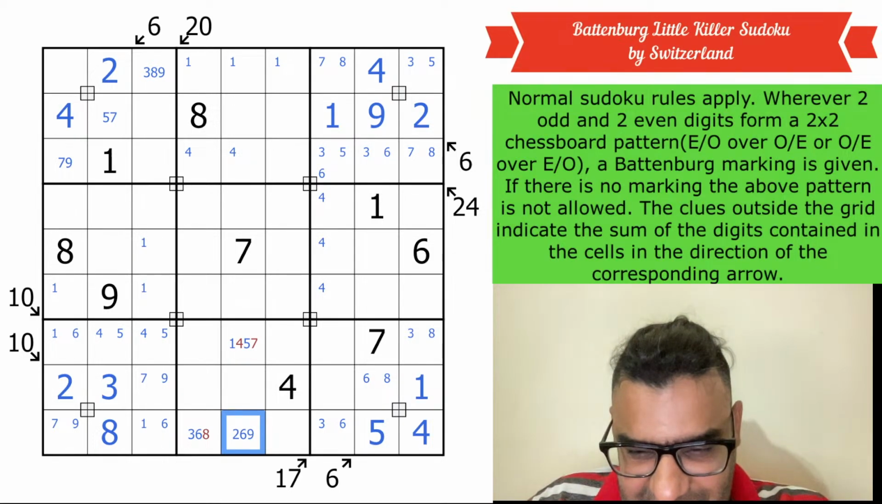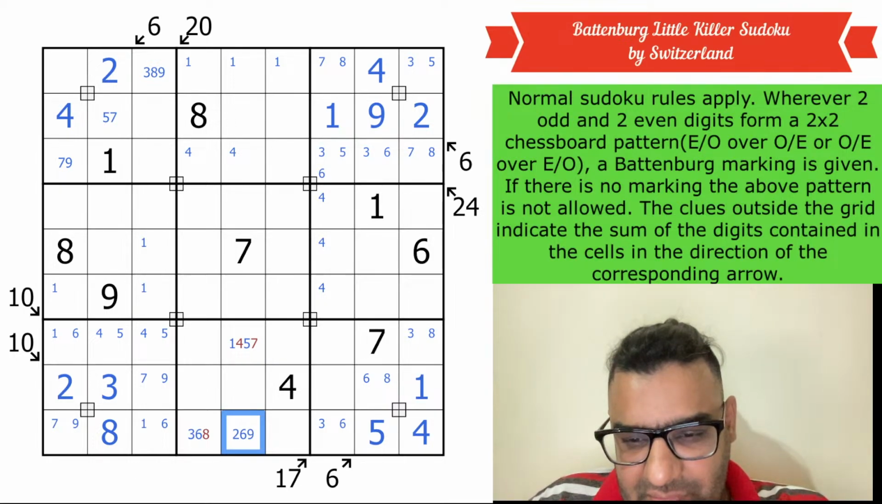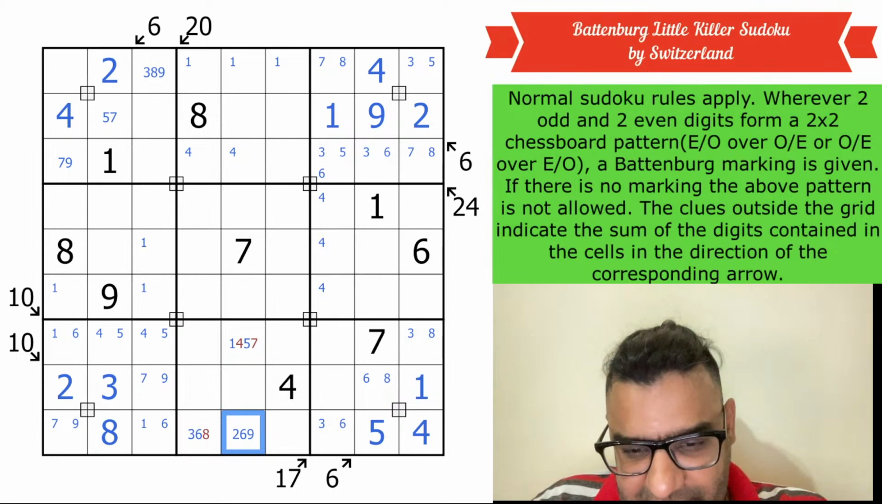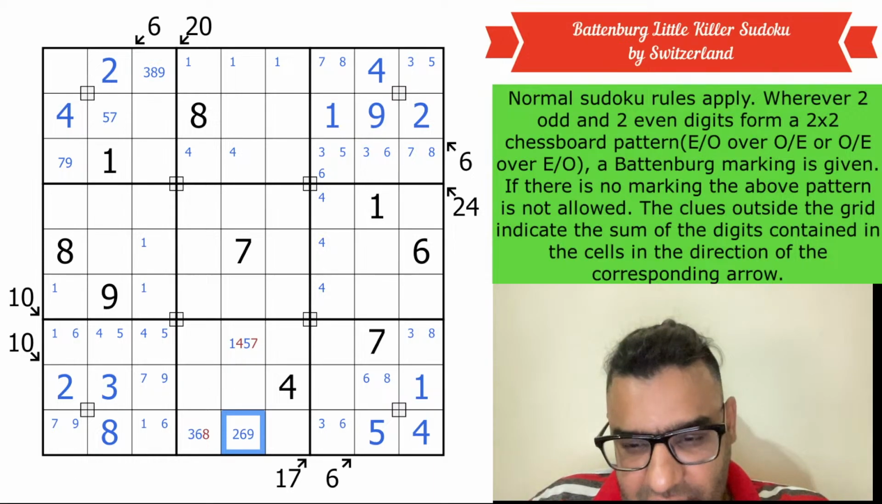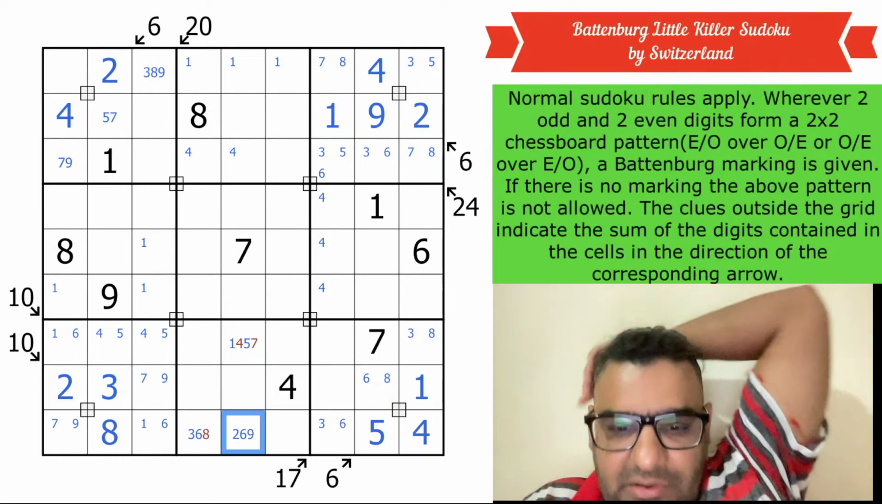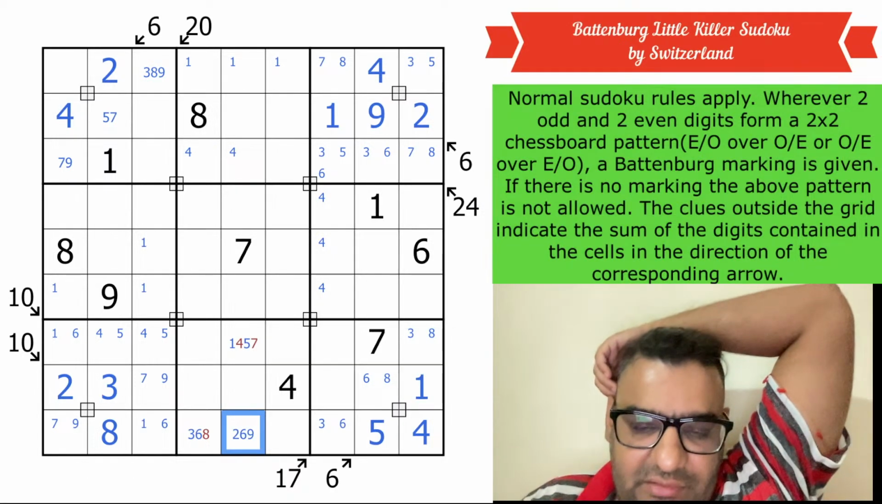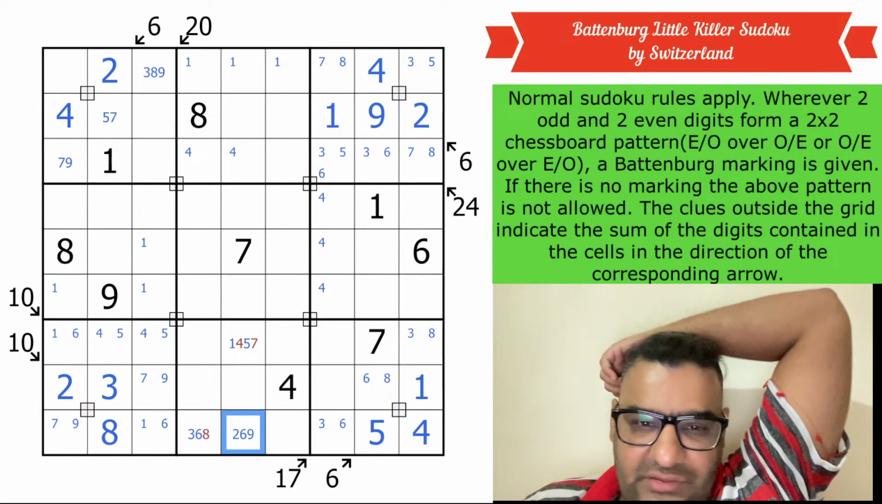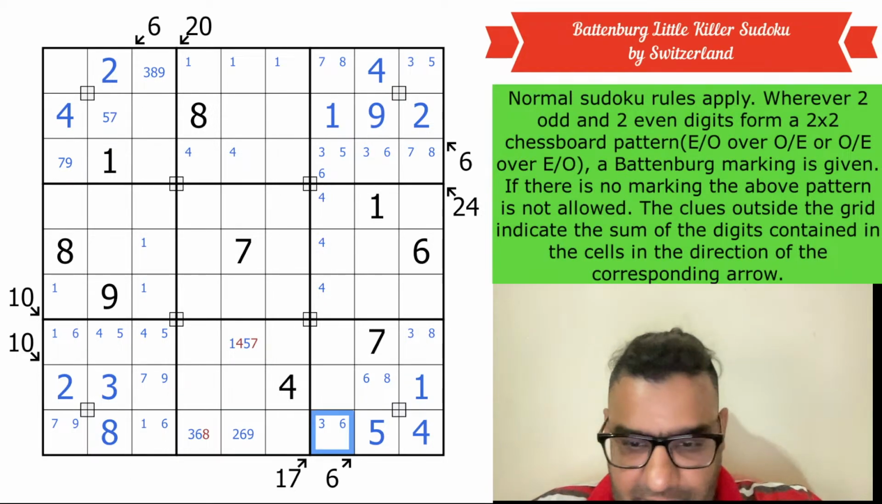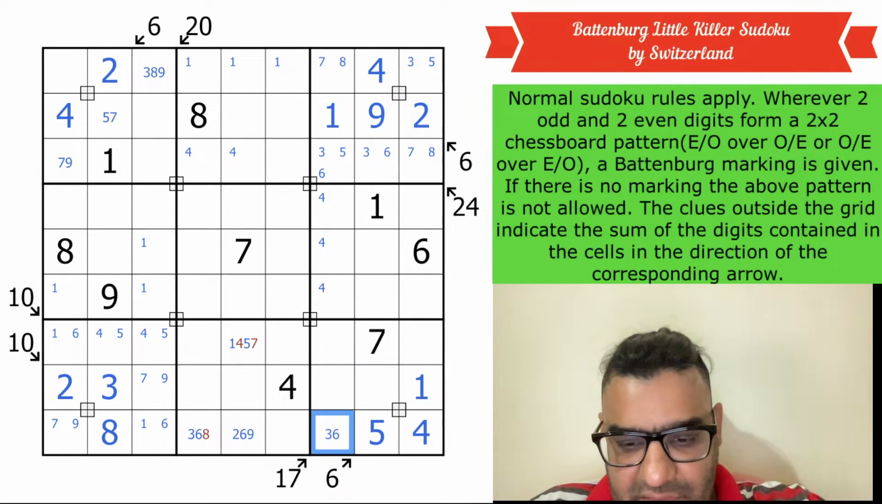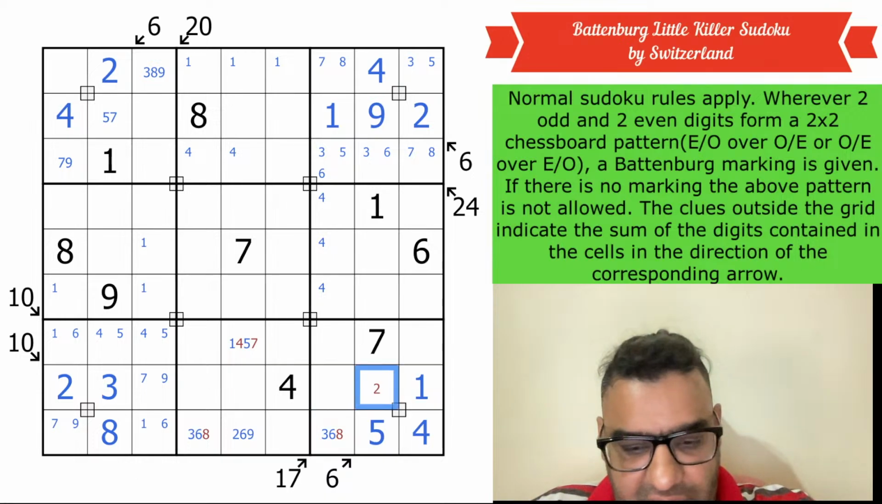Only 6 is, if 269, then 2 can be here. If it is 3, 6, and 8, then there are also two numbers that can be here. No, this is not it. 9 can be there. 9 and 2, 11 and 6. That combination is there. How can I write here? We can have 3, 6, and 8, and we can have 2, 6, and 9.